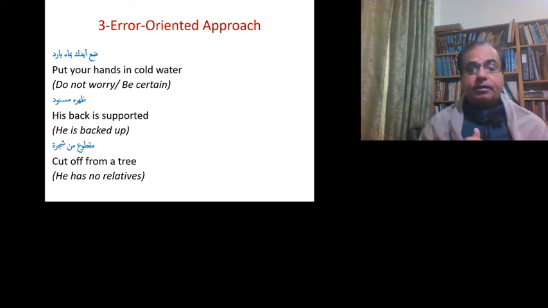The next example is ظهره مسنود. The first translation, linguistically, is good: his back is supported. But the cultural meaning has not been transferred, and the target readers are just wondering what this means. His back is supported, and he's backed up and supported by some people, and so on and so forth. Another example: مقطوع من شجرة, cut off from a tree.